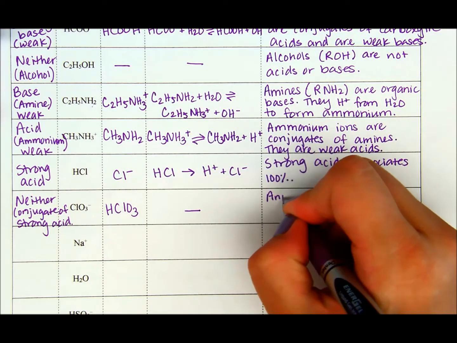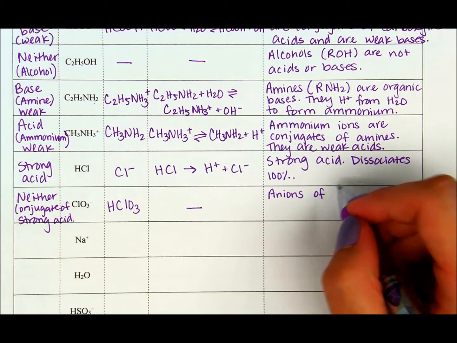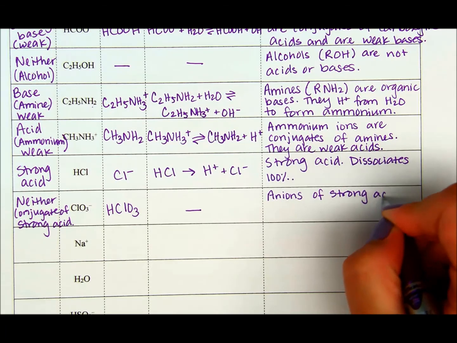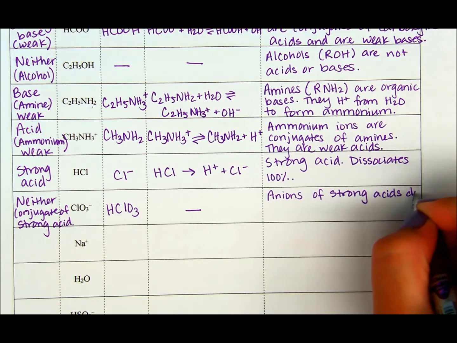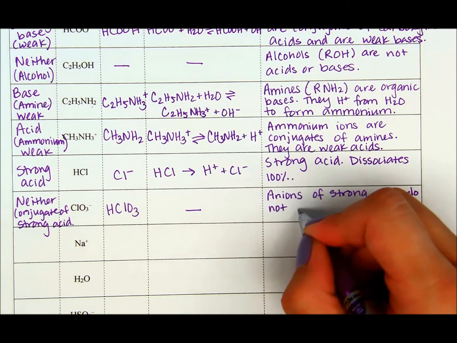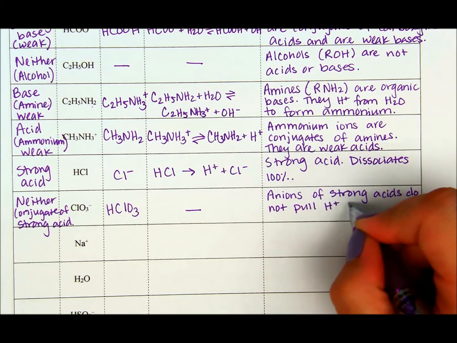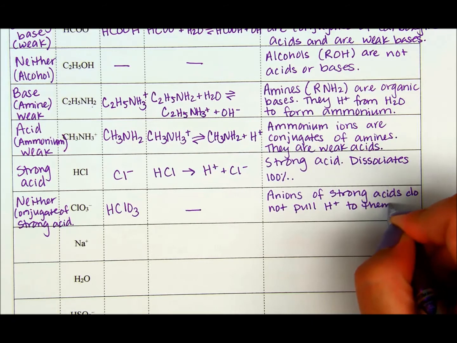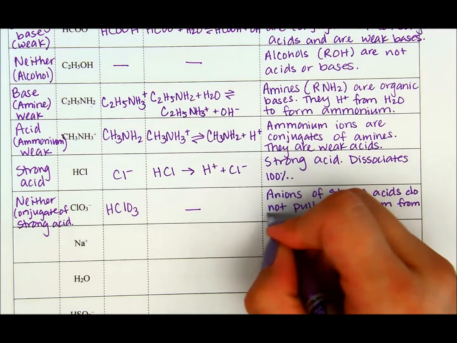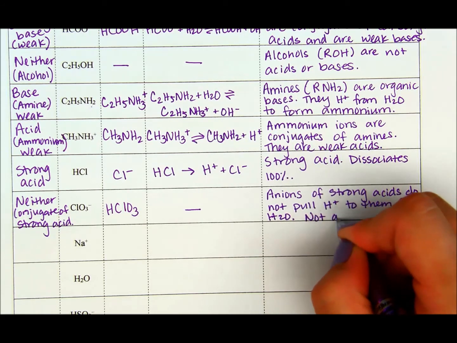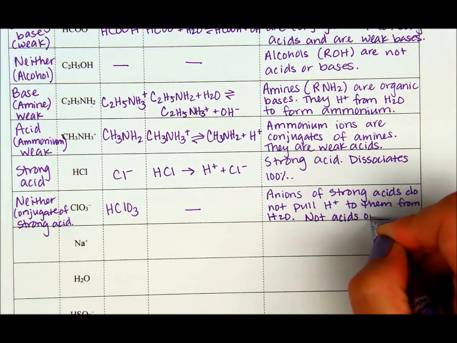So anions of strong acids do not pull hydrogen ions to them from H2O. They're not acids or bases.